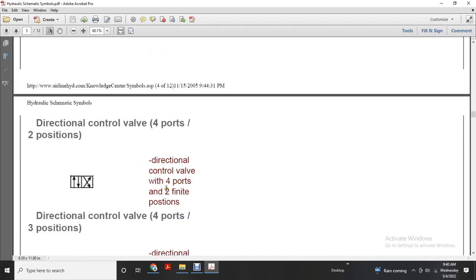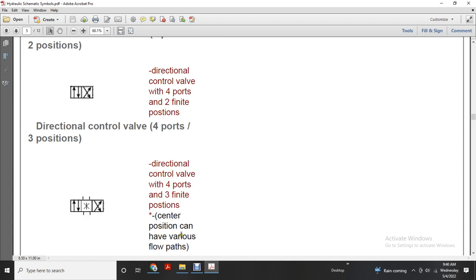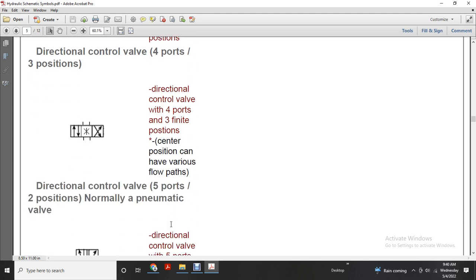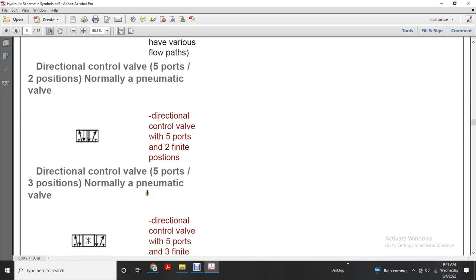Direction control valve, four ports, two infinite positions. Direction control valve, four ports, three positions. The center position can have various flow paths. Directional control valve with five ports. Pneumatic direction control valve, five ports, three positions.